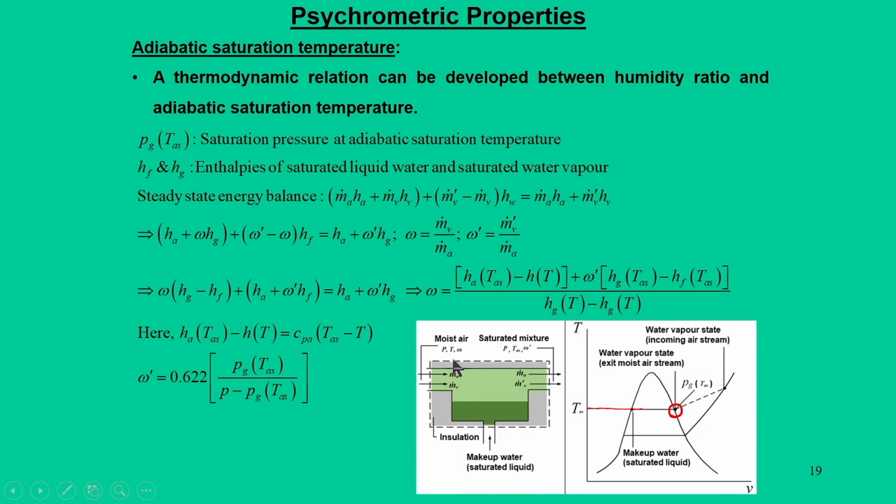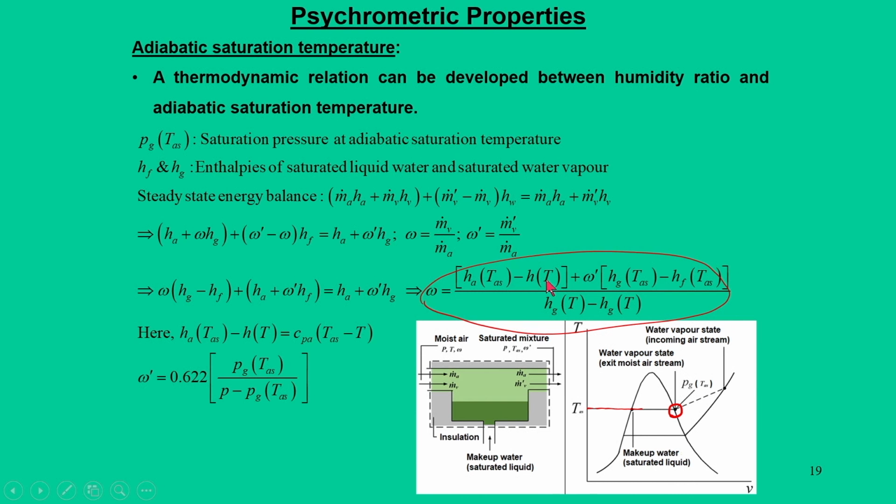At the inlet state, that is when the moist air enters the system, and we also can find out the specific humidity or humidity ratio when the air stream comes out. This equation can be simplified in this manner, and finally, we land on this particular expression. This expression has information about enthalpy, and this enthalpy needs to be calculated, which is there in the bracket. Here the Ha is to be calculated at this adiabatic saturation temperature.